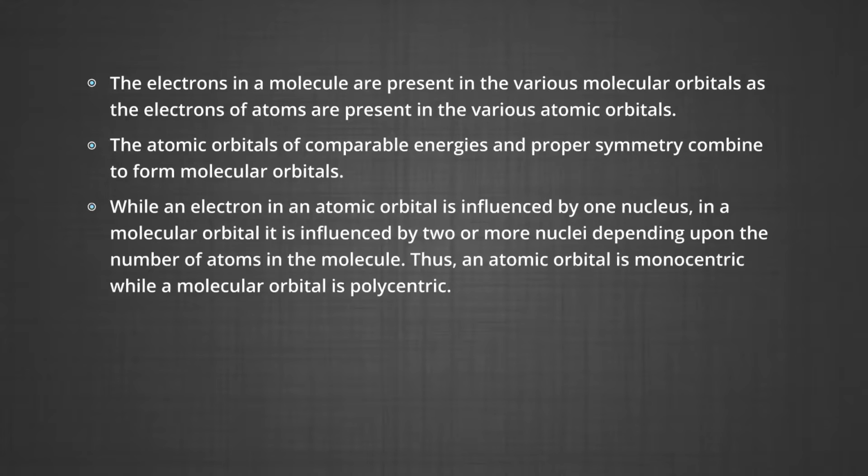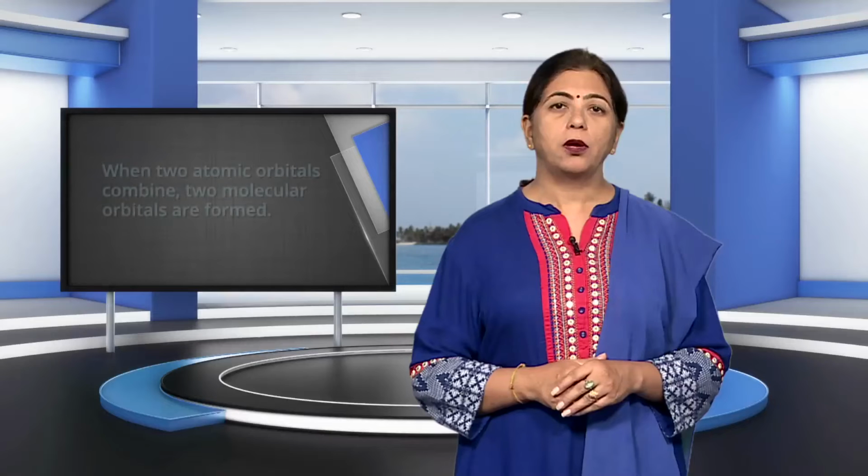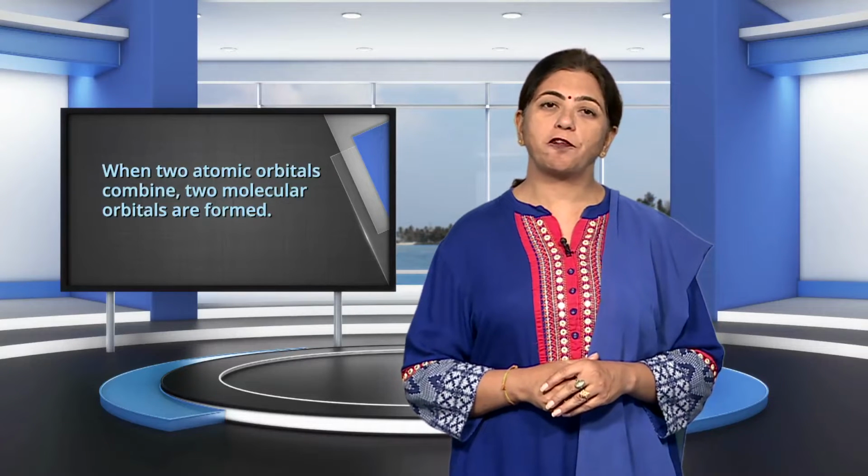While an electron in an atomic orbital is influenced by one nucleus, in a molecular orbital it is influenced by two or more nuclei depending upon the number of the atoms in the molecule. Thus, an atomic orbital is monocentric while a molecular orbital is polycentric. The number of the molecular orbitals formed is equal to the number of combining atomic orbitals. When two atomic orbitals combine, two molecular orbitals are formed.